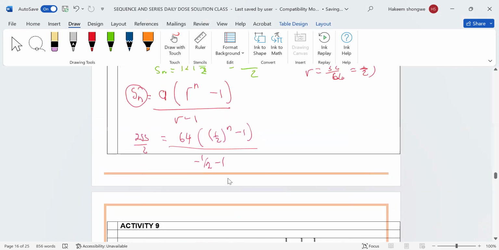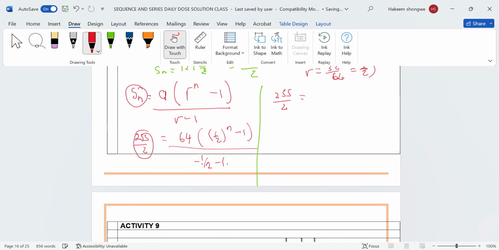If you continue with this, leave this one exactly the way it is. So you have 255 all over 2, and this one you have 64, and it's 1 all over 2 to the power of n minus 1. This one on the denominator, 1 all over 2 minus 1, gives you minus 1 all over 2. From here onwards, you want to remove this one at the bottom. How would you remove it? You can multiply both sides by minus 1 all over 2.